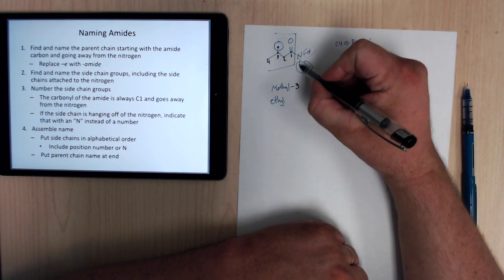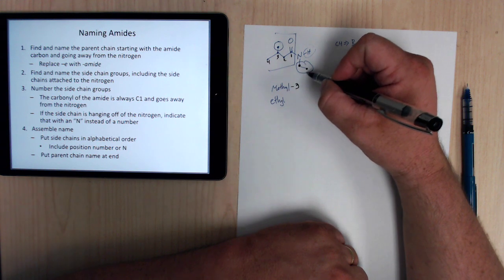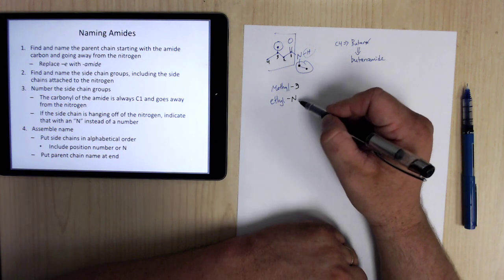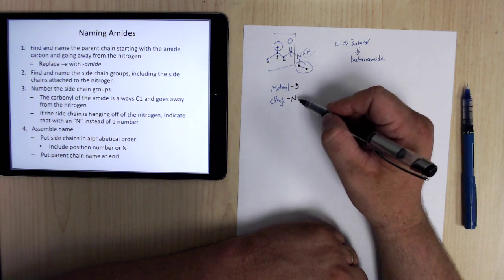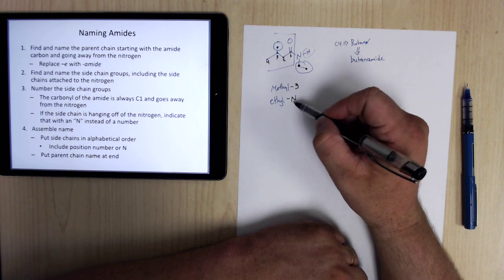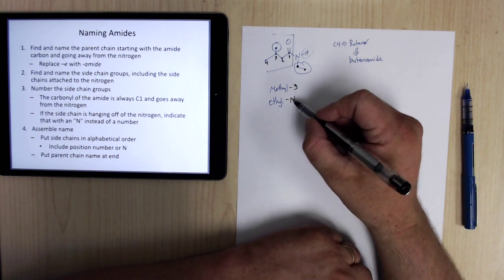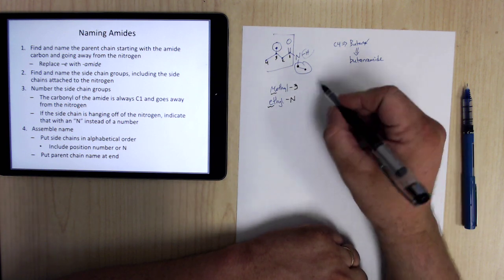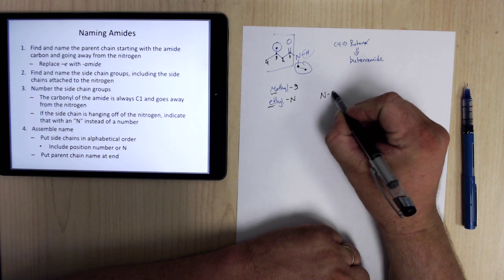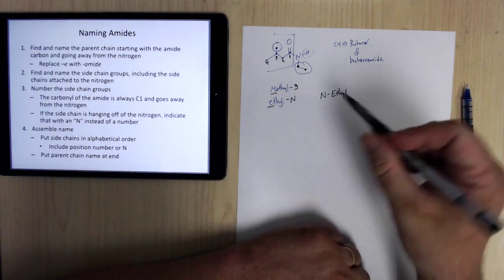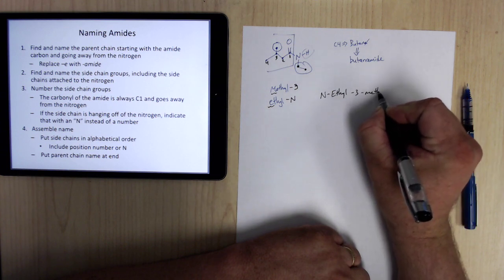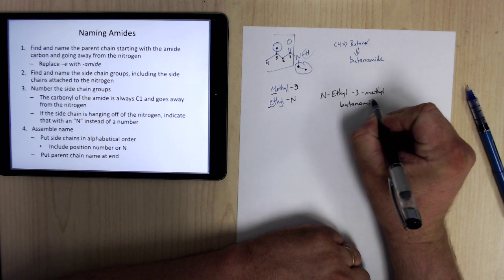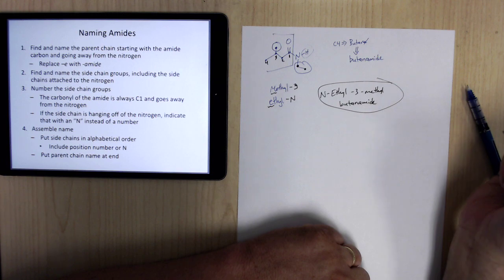So how do we indicate the ethyl group hanging off the nitrogen? Well, instead of putting a number, you put N to indicate that it's hanging off the nitrogen. This functions like any other number. You're going to want to put ethyl before methyl, so it's going to be N-ethyl-3-methylbutanamide. This particular one. Not so bad.